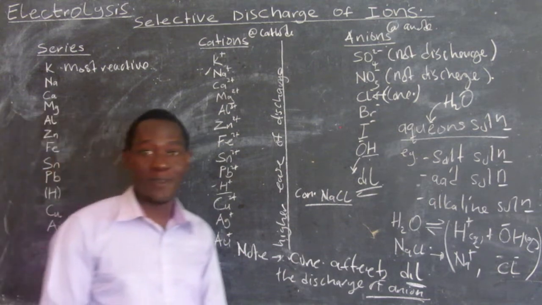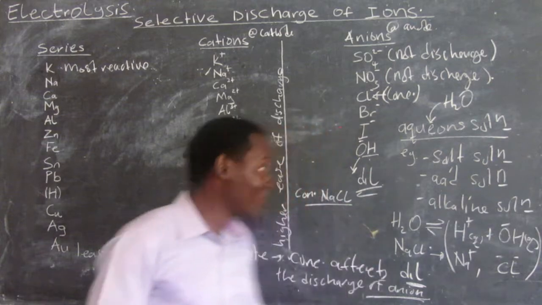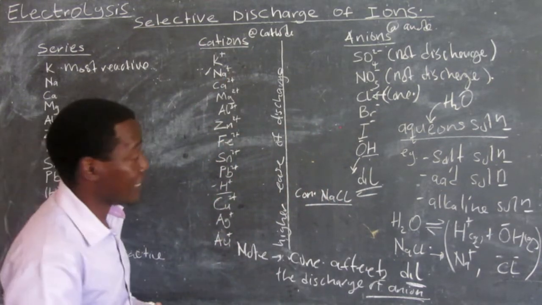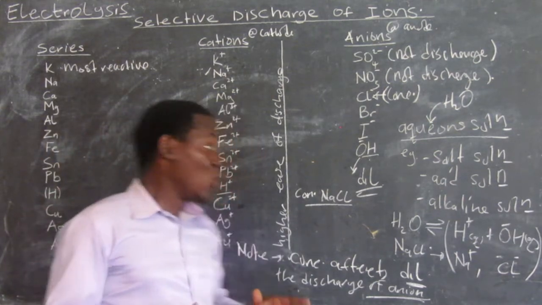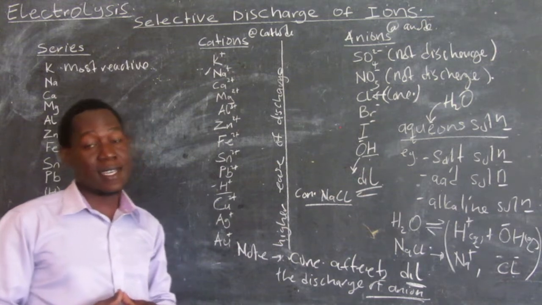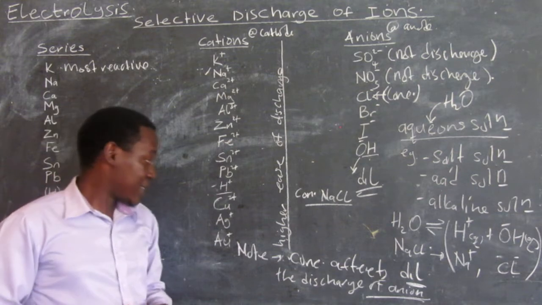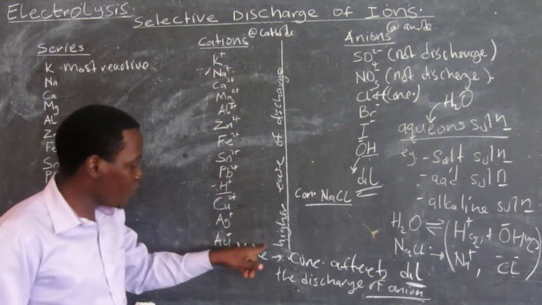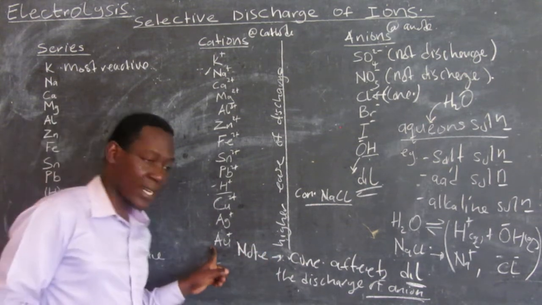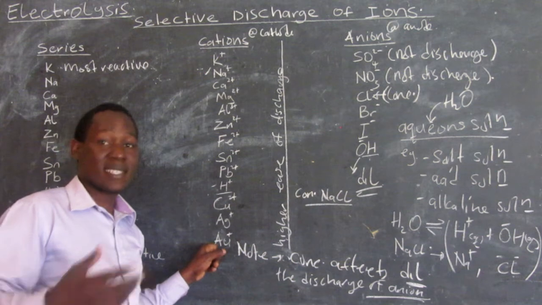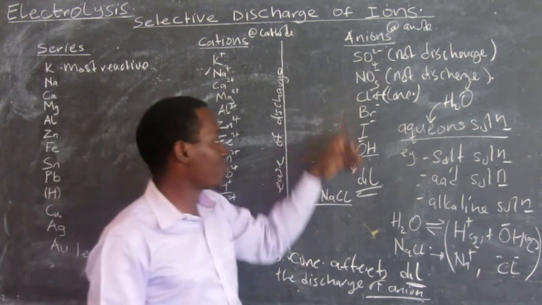Let me hope this video has been of good use, my dear students. Today, what we have discussed is the selective discharge of ions. Basically here, we say that to discharge a particular ion, we need to take the position of that ion in a particular series. In this case, the lower you move down the series, the more reactive it is, or the easier it is to discharge. Meaning that the cation which is down here has higher chances of discharge than the cation which is up there. The same thing applies also to anions.